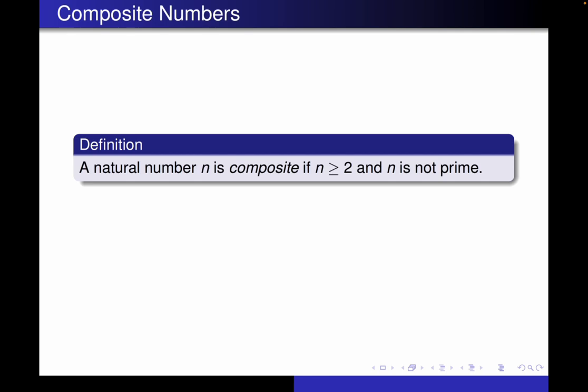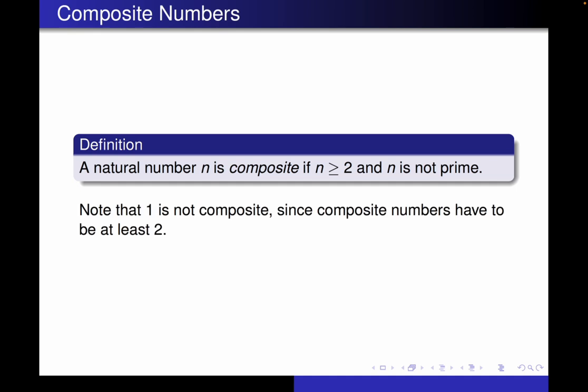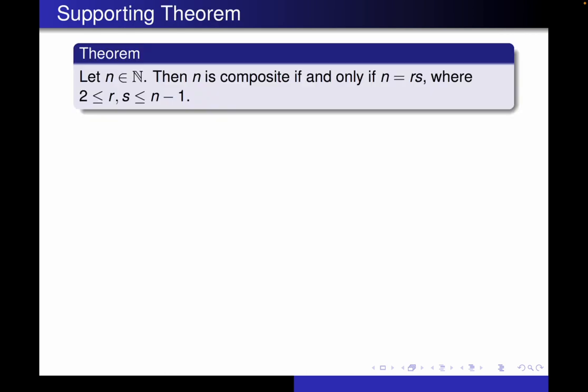A natural number n is composite if it is both at least 2 and is not prime. Note again that 1 is not composite, since composite numbers have to be at least 2. The reason being that the number 1 is not really part of the fundamental theorem of arithmetic, so we leave it out of the whole prime-composite distinction. And that means that 1 is neither prime nor composite. Poor 1. But it has a lot of other things going for it, so don't feel too bad.